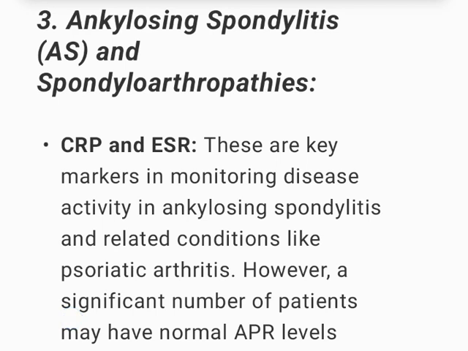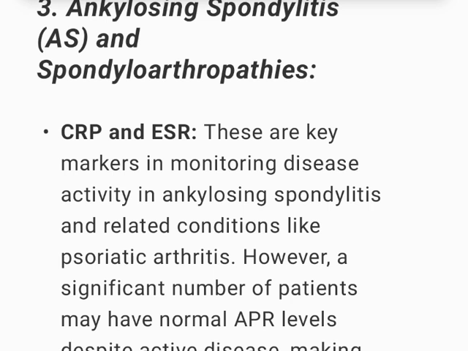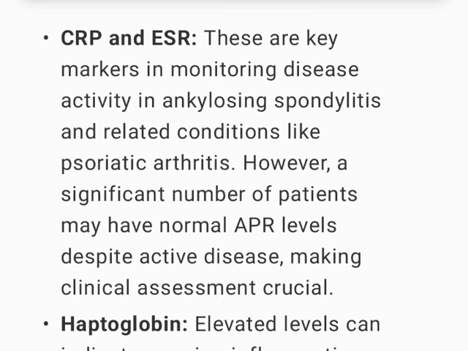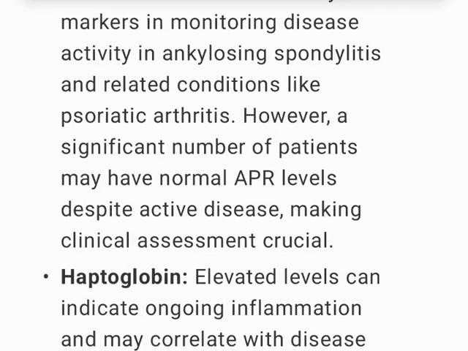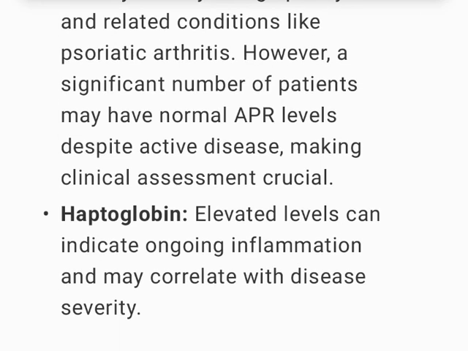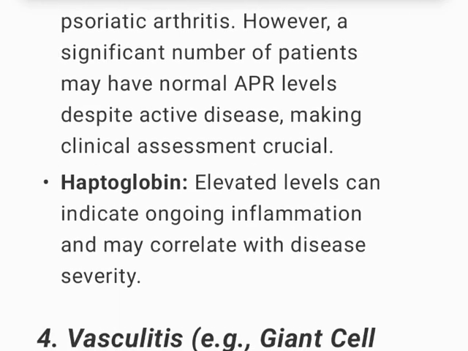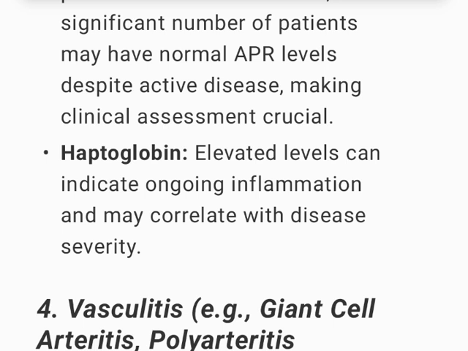3. Ankylosing spondylitis, AS, and spondyloarthropathies: CRP and ESR. These are key markers in monitoring disease activity in ankylosing spondylitis and related conditions like psoriatic arthritis. However, a significant number of patients may have normal APR levels despite active disease, making clinical assessment crucial. Haptoglobin. Elevated levels can indicate ongoing inflammation and may correlate with disease severity.